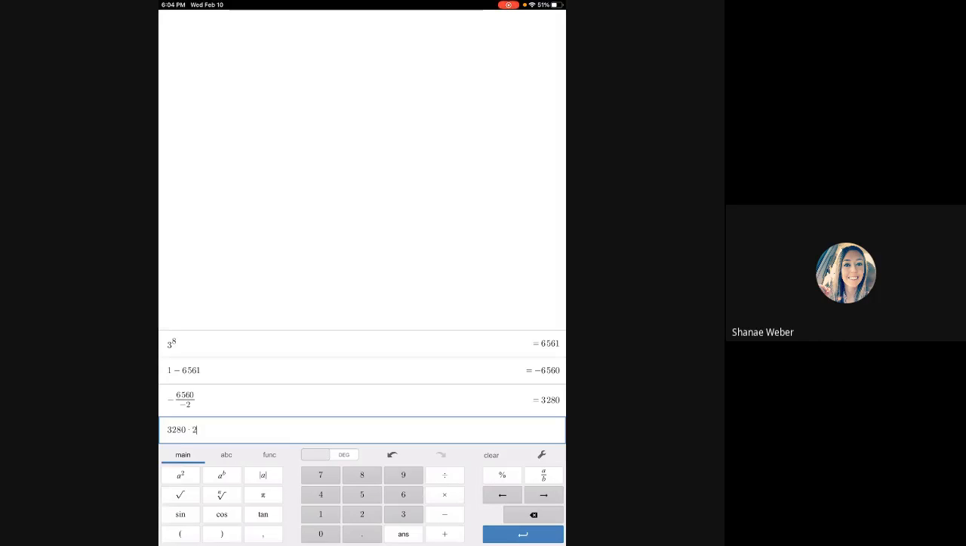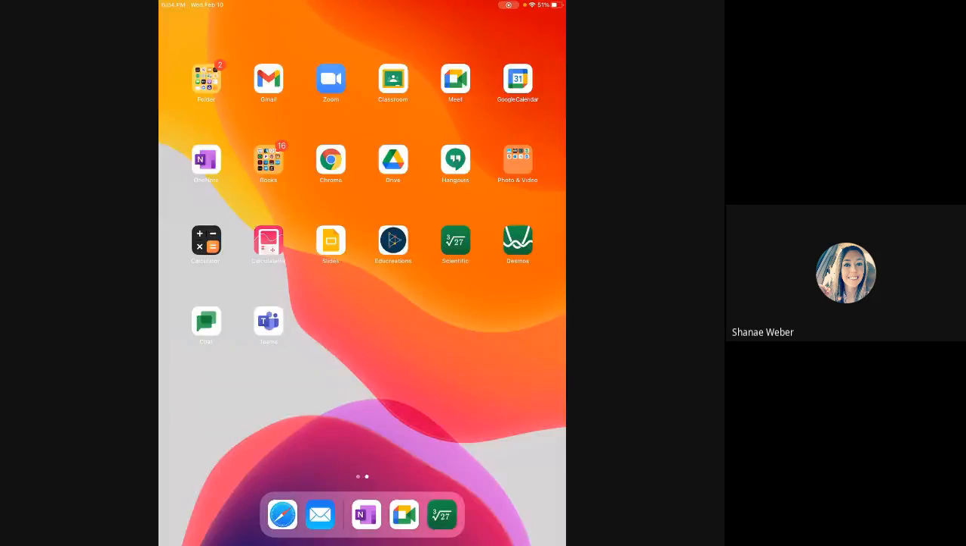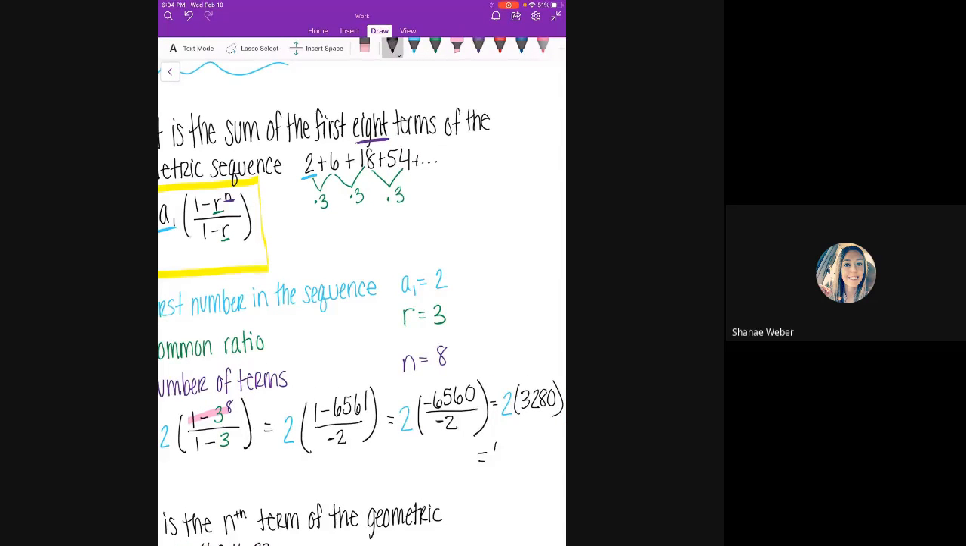3,280 times 2. And we get 6,560. And that is our final answer. We could have also canceled out this and just had negative 6,560 divided by negative 1. We would have gotten the same answer. So if I add the first 8 terms of this sequence up here together, I get 6,560.